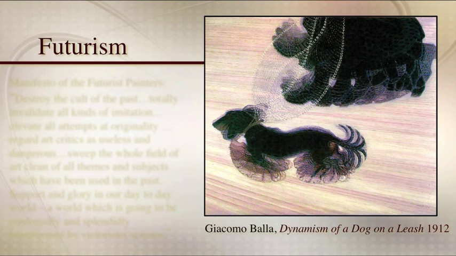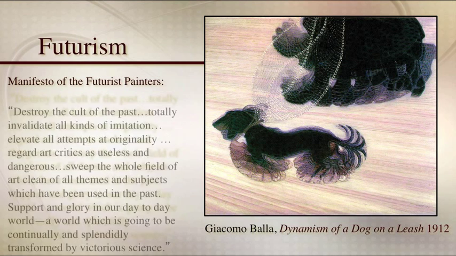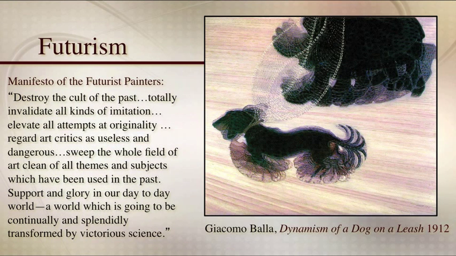In February 1910, several artists got together and published the Manifesto of the Futurist Painters. Giacomo Balla was one of those artists. This manifesto stated that this movement wanted to destroy the cult of the past and validate all kinds of imitation and elevate all attempts at originality. It wanted to regard art critics as useless and dangerous and sweep the whole field of art clean of all themes and subjects which had been used in the past. It wanted to glorify a world that is splendidly transformed by victorious science.